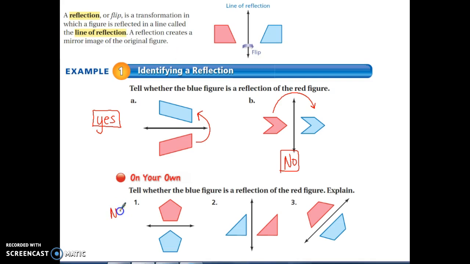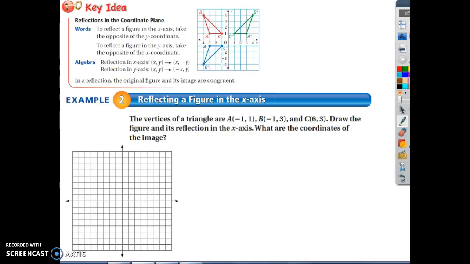Example 1 would be a no, because we simply translated the figure, we didn't flip it. Number 2 would also be a no. If we were to have flipped it, the vertical side of the triangle would be towards the left, but instead it's towards the right. Example 3 would be a yes. When we do flip that red image over the line of reflection and stamp it on the other side, we do get that blue image.